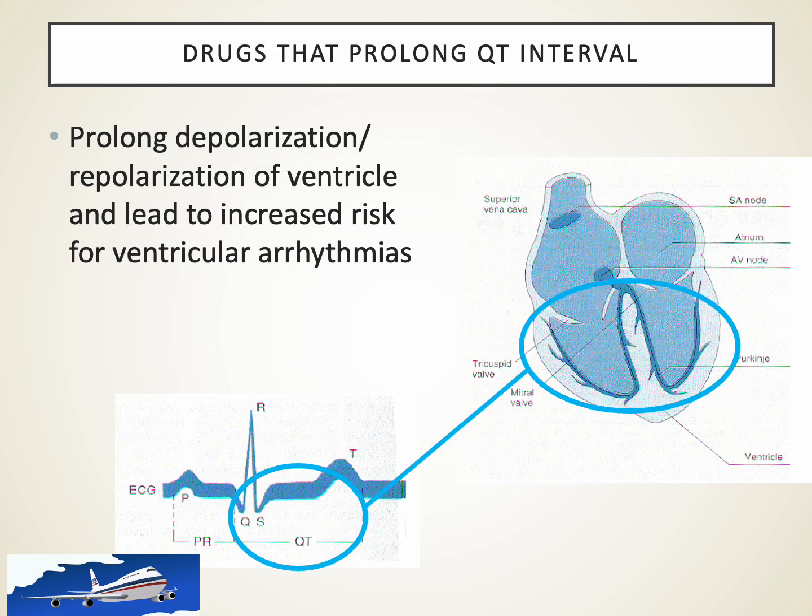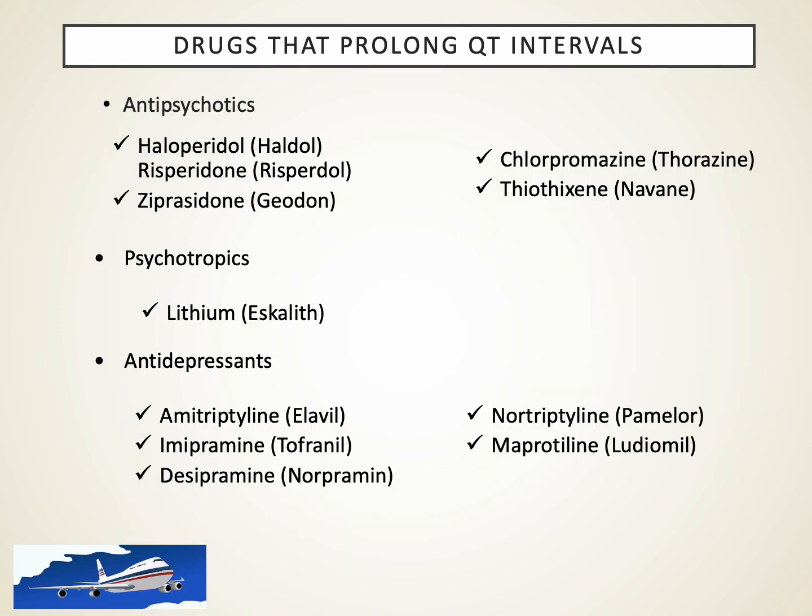So drugs that prolong QT interval, there's a great list, many lists of these drugs, but the prolongation of the QT predisposes to ventricular arrhythmias, and that's a real problem for us in clinical medicine. Lots of drugs are listed here. Here's a partial list, some of the antipsychotics. The antidepressants can do it.